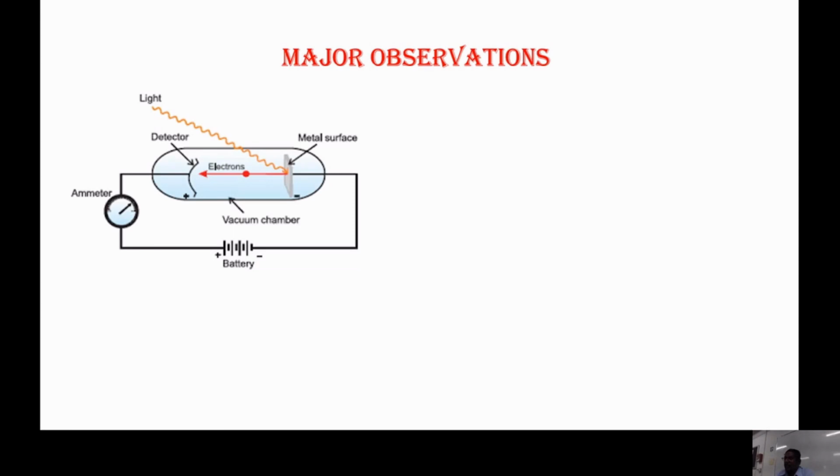If you look at this schematic diagram, it helps to understand the concept of photoelectric effect. Here you have a metal surface upon which light is shone, and once light of a suitable energy is incident on the metal surface, electrons are emitted, and the emitted electrons constitute the current, which can be measured using the ammeter. And there are major observations in the experiment of photoelectric effect.